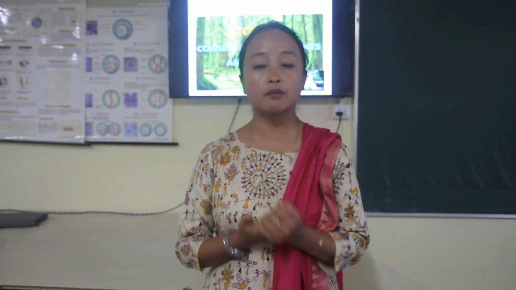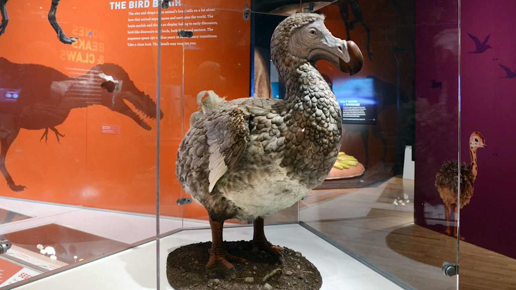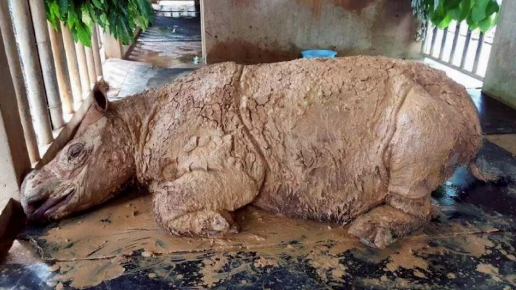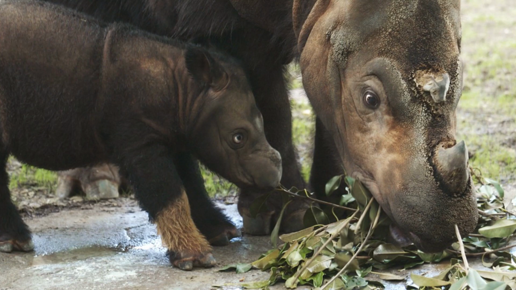And the last category is the extinct species. The plants and animals that no longer exist belong to this category. For example, dodo bird, which is an extinct flightless bird endemic to the island of Mauritius. And one of the most recent additions to this category is Sumatran rhino of Malaysia. Malaysia's last Sumatran rhino died of cancer on 23rd November 2019. And there are only 80 of those species left in the rest of the world.